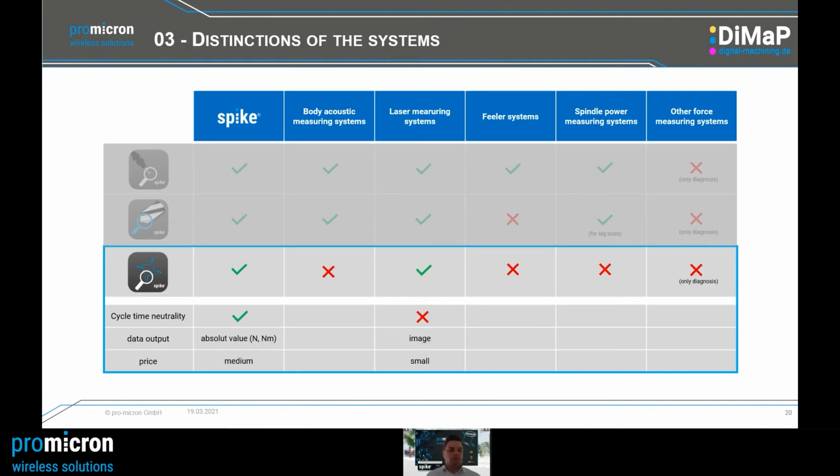Which system can do that? From our point of view, only the Spike system and the laser system can detect, even with the finest forces, the forces on each cutting edge, or also in high roughing conditions where the Spike Polar is more circular, but still we can analyze with the Spike Polar if there is a broken cutting edge, yes or no. That's why we see a huge benefit and the uniqueness of the system, being cycle time neutral and as precise in detecting these small forces.